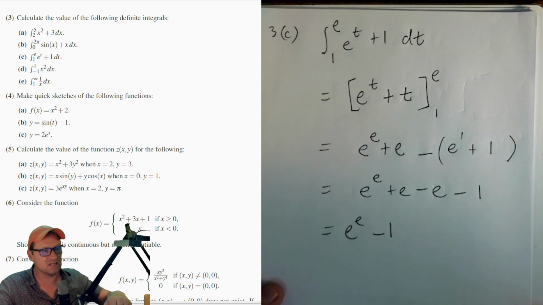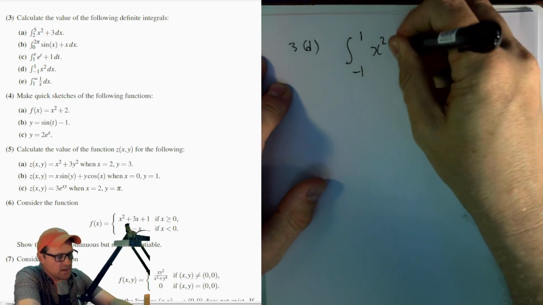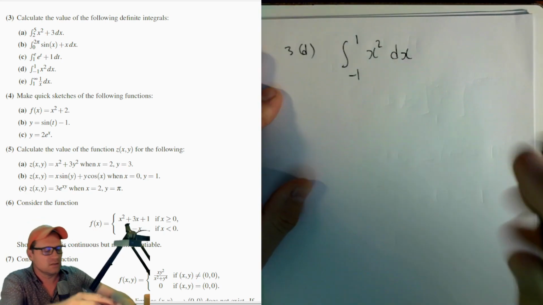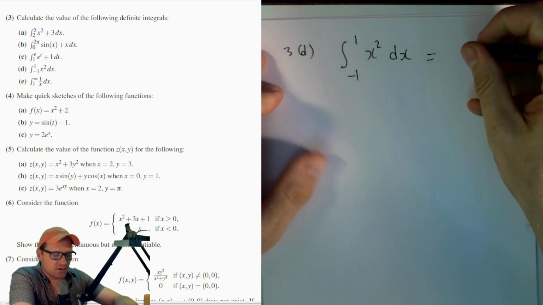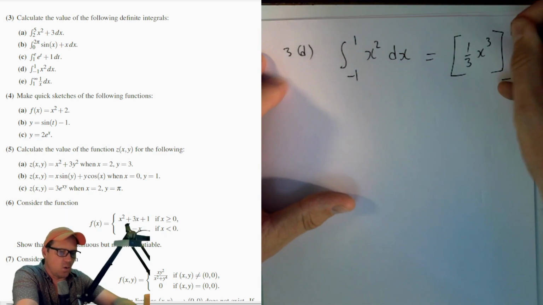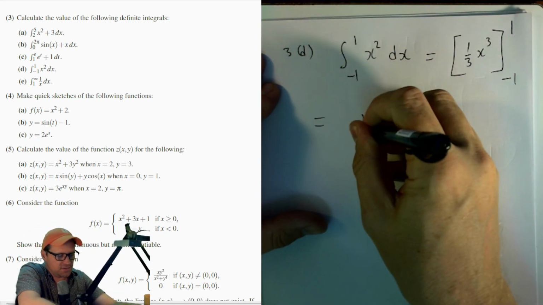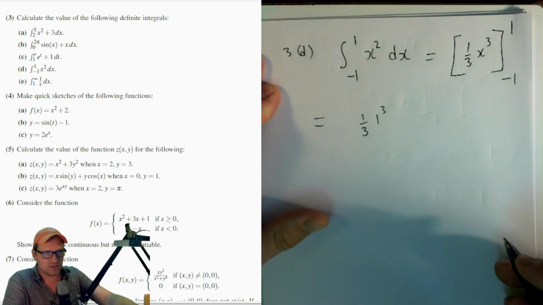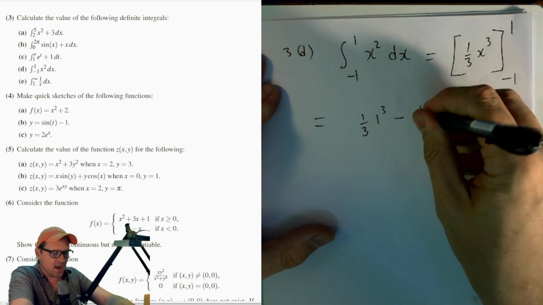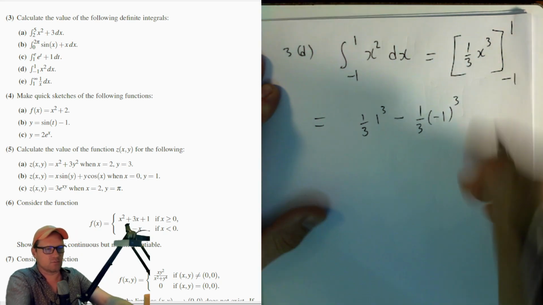Okay, part D. Minus 1 to 1, and we are integrating x squared with respect to x. Okay, so let's integrate this first. We have 1/3 x cubed from minus 1 to 1. Okay, subbing in a 1, we have 1/3 times 1 to the power of 3, and then we subtract 1/3 times minus 1 to the power of 3.